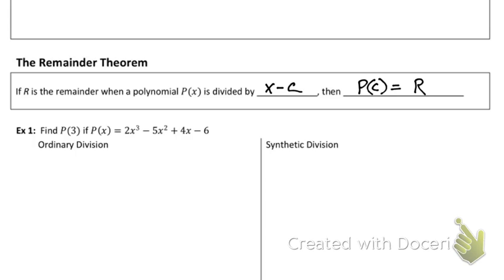I think the hardest part about this is this right here. Right now it looks a little fuzzy because we haven't done any examples, but you have to recognize if I divide by x minus c, I'm actually checking for plugging positive c into the equation. All right, so if I'm dividing by x minus c, I'm actually looking for positive c. So if I would divide by x plus c, I'd be looking for p of negative c equals that remainder. Just have that written down. You'll know more about what's happening when we do some examples.